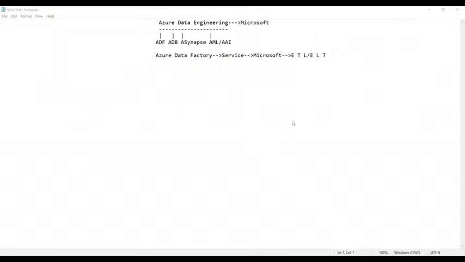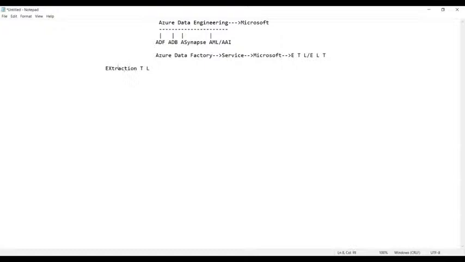Now, before we go ahead, let us see what exactly extraction, transformation, and loading is. Then we will move further. First of all, when it comes to this ETL, the E stands for extraction.